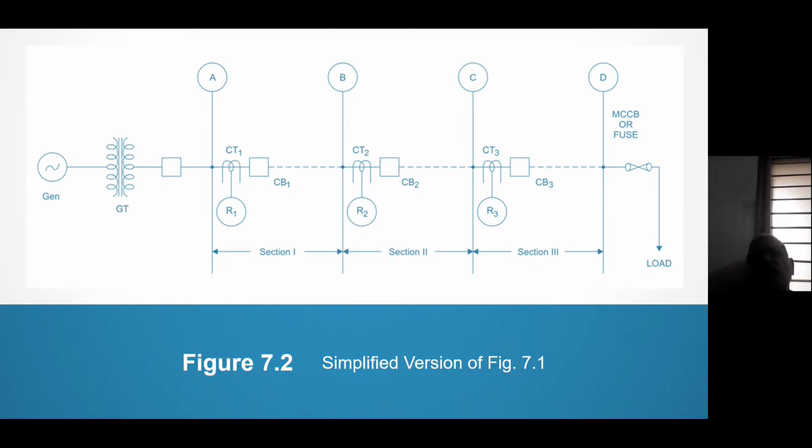When I teach the students, I so often do this technical joke. In this radial feeder, which is the first relay that will operate if there is a fault? Obviously students will say R3, on the load side, if the fault occurs. Then which relay will operate? Students automatically say R2, and then they say R1. So first R3 will operate, then R2, then R1.